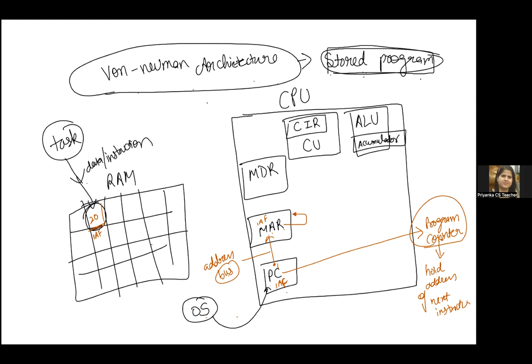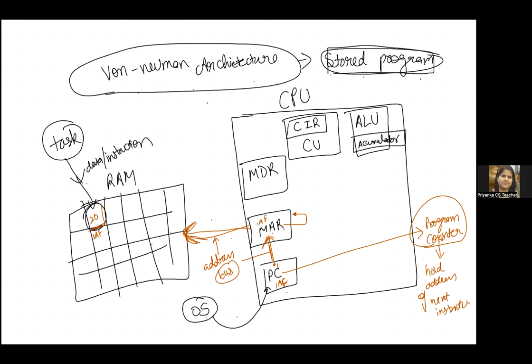It will locate it. The MAR is connected with the RAM through a unidirectional address bus. So you can see again, this is an address bus and this is also an address bus. And this address bus is unidirectional because the CPU is sending this address to RAM. It is not bidirectional. The address bus is always unidirectional from CPU to memory.